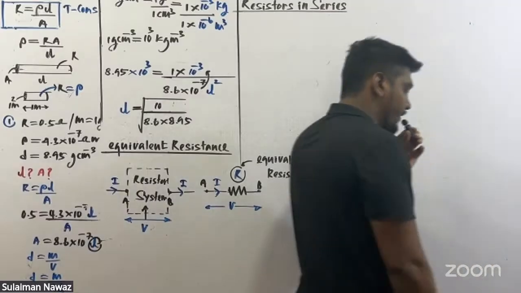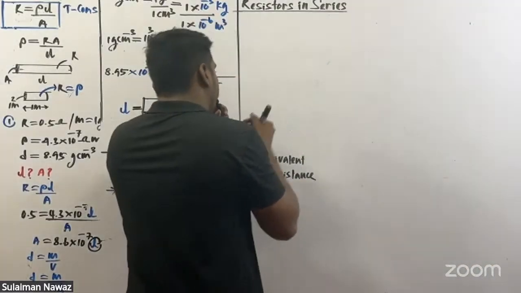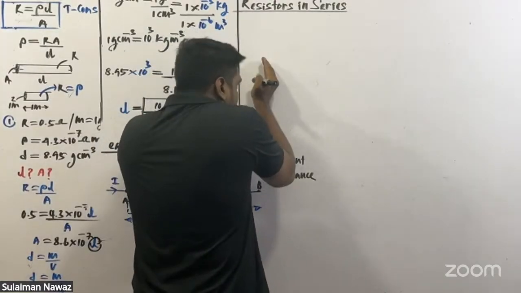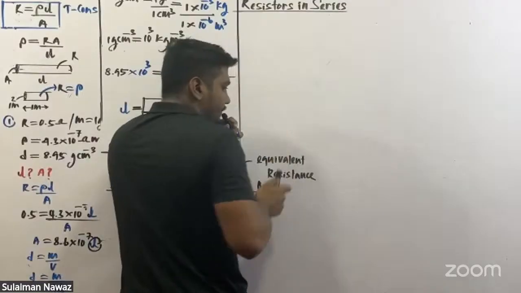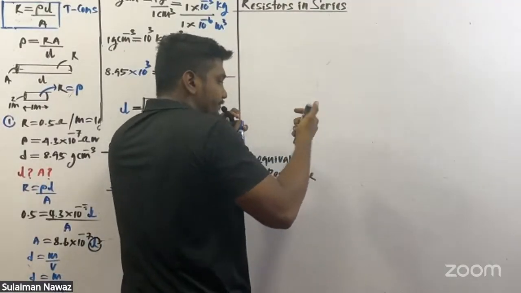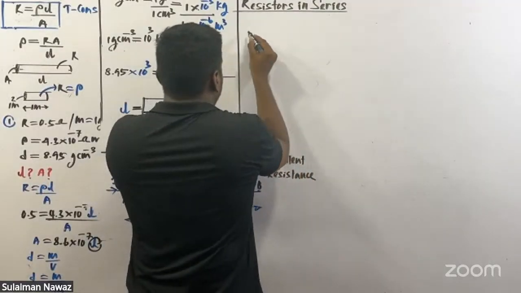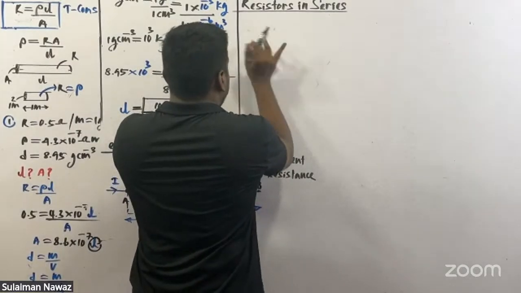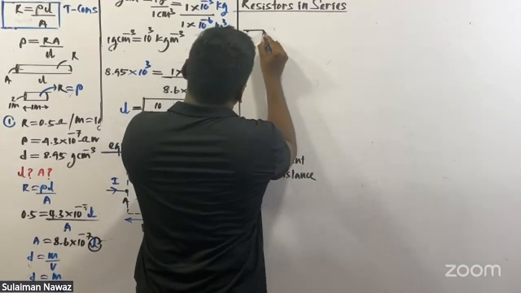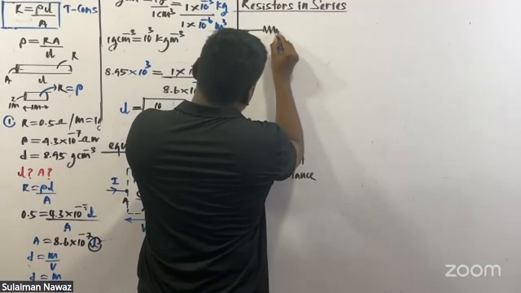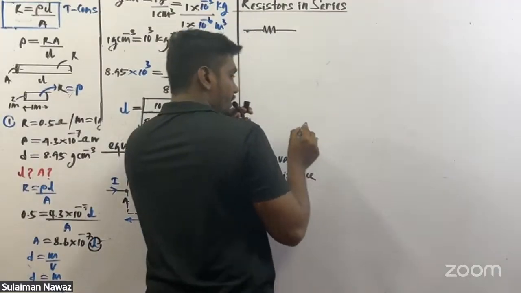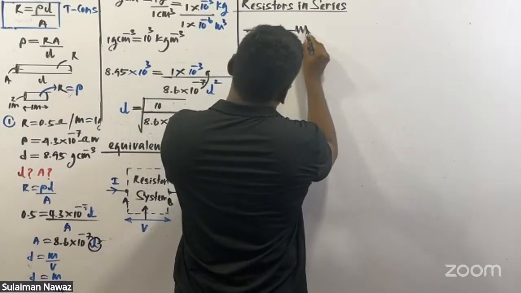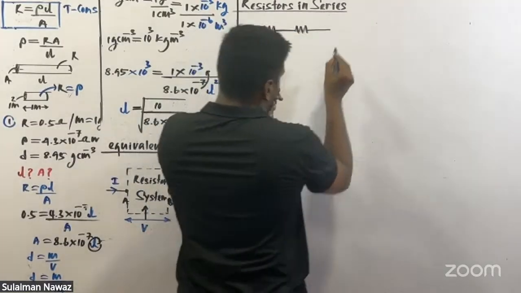Now listen to the story very carefully. Now I will tell you how to find the equivalent resistance when there is a resistor system in series. In series means like this. Let's say now there are three resistors in series. Resistor 1, second resistor 2, third one, resistor 3.